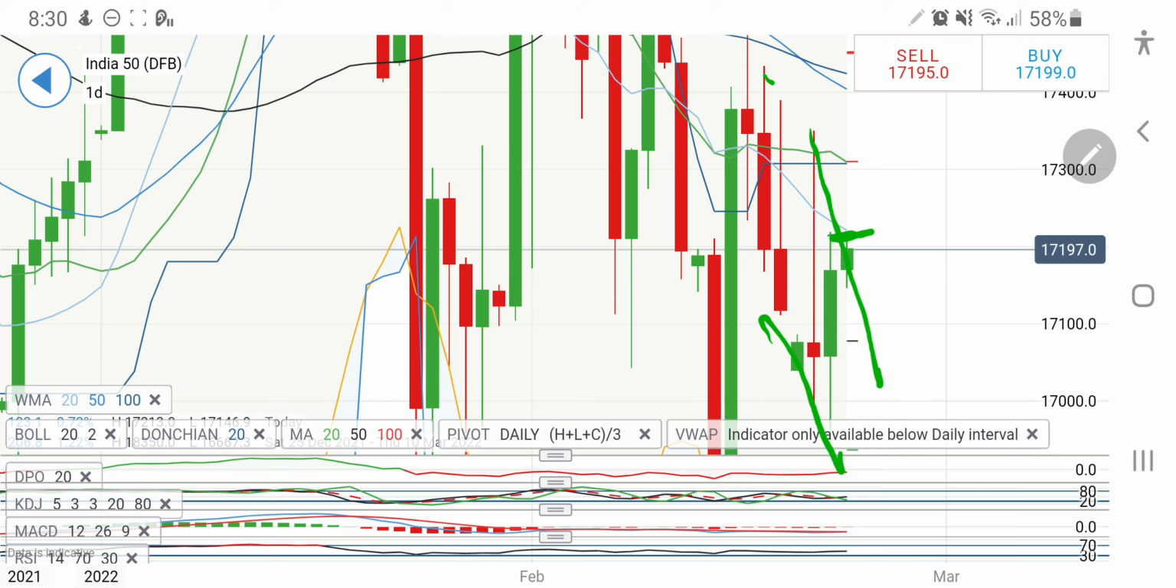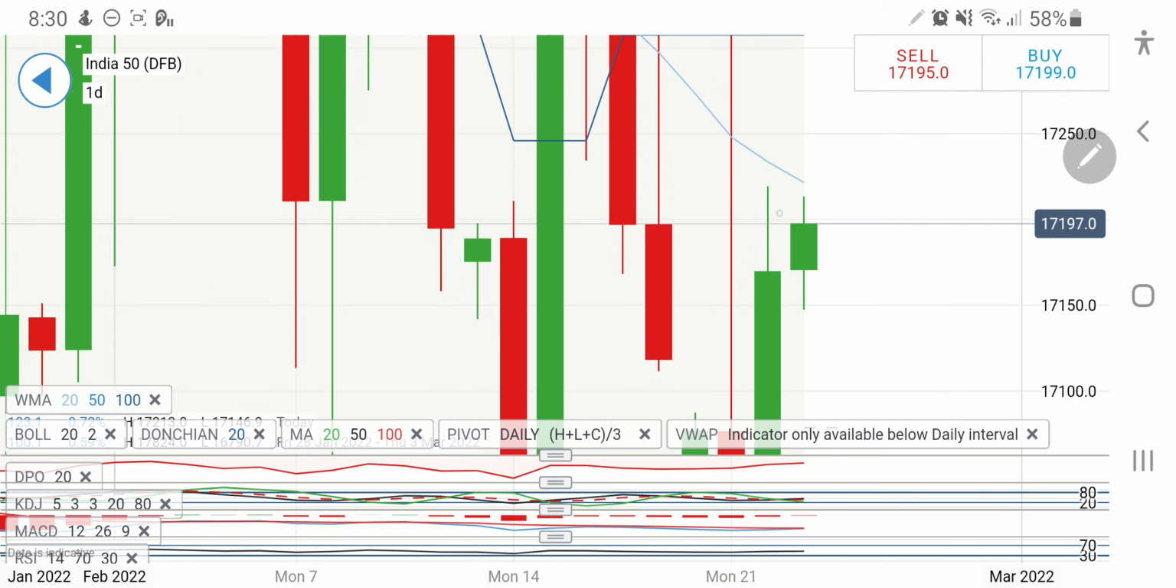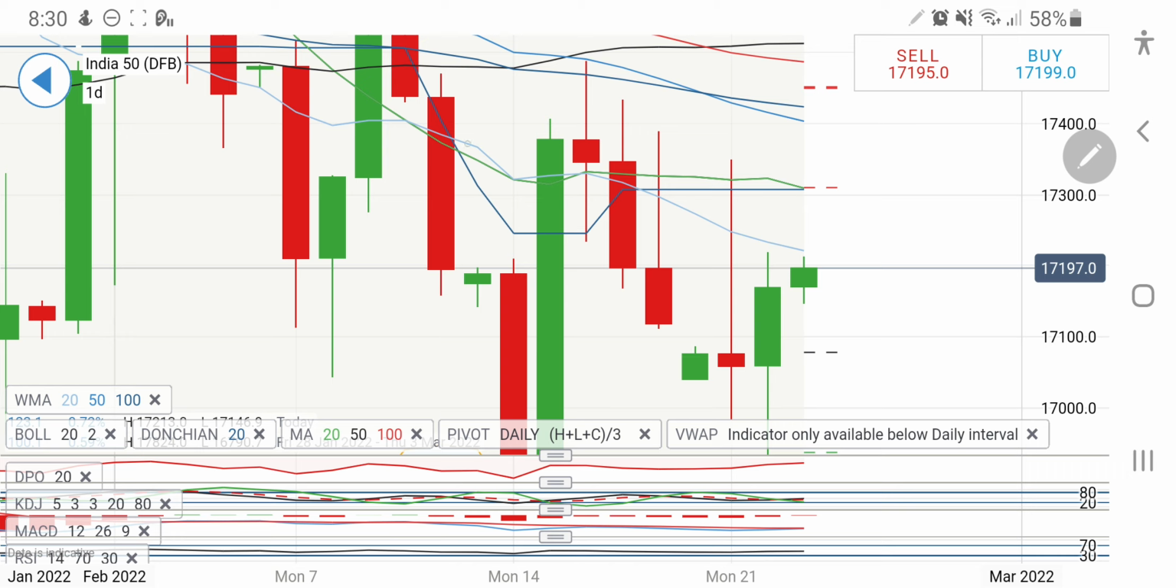Secondly, it is trying to make that double top. If it breaks the double top here, go long once you see it beyond 17,220. If you see it trading beyond this zone, 17,220, specifically I will make it 17,230, yes, you can take a long entry there, and it may continue to rise towards 17,300 levels.